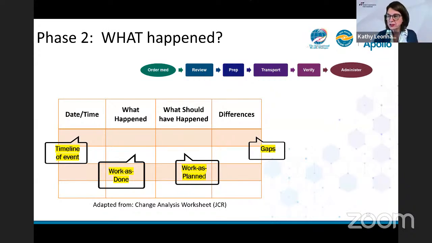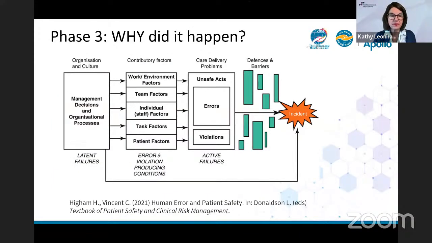So I encourage you to look at these tools. Most of us know process maps. Some of us have been trained in a tool like a change analysis worksheet. Many of us have done timelines. Take it to that next level. So after you've figured out what happened, now we can get to the why. This is when you start diagnosing, understanding what are the causes that led to that event.